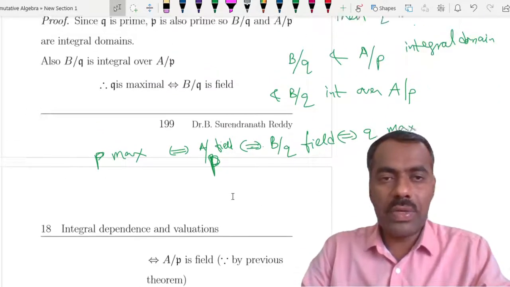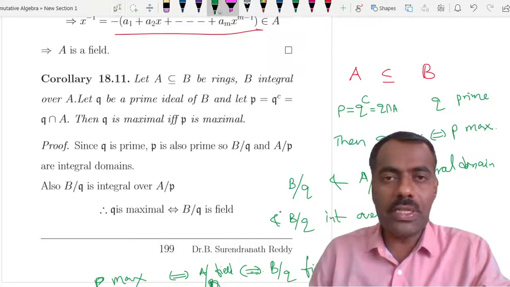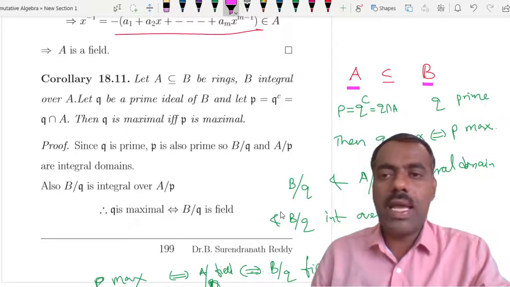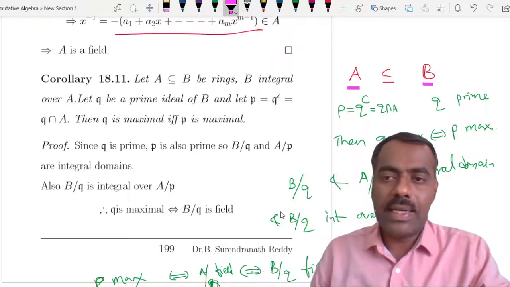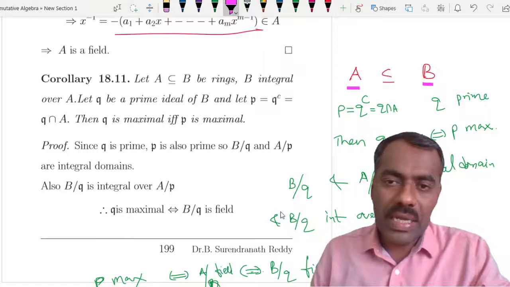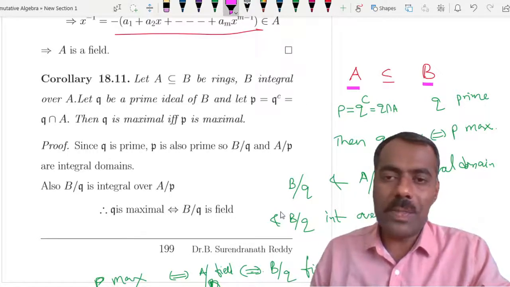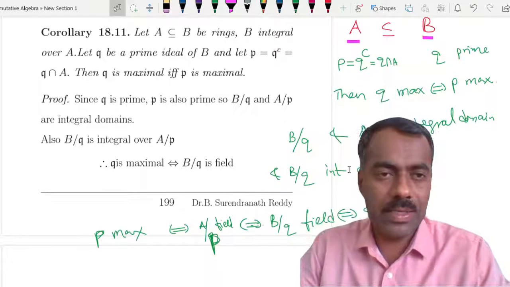Fine. So what this result says is the most important one: whenever you have B, which is integral over A, and you have a prime ideal Q here, and you consider its contraction P here, then if Q is maximal, P is maximal, and if P is maximal, then Q is maximal. Okay, fine.